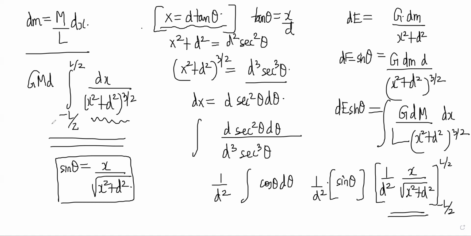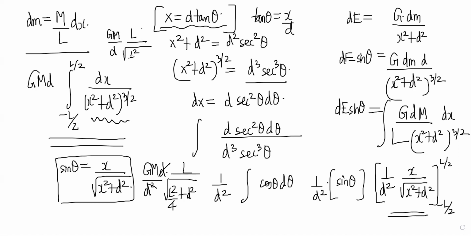And you will get finally G m d L on top by d square and root over L square by 4 plus d square. This d gets cancelled, and you get the expression G m by d times L by root over L square by 4 plus d square. This is the field, and the field is in the vertically downward direction because all the components only in that direction got added up.